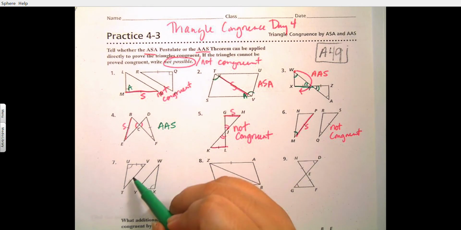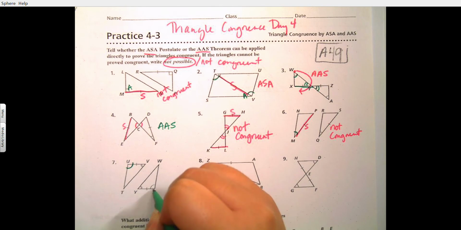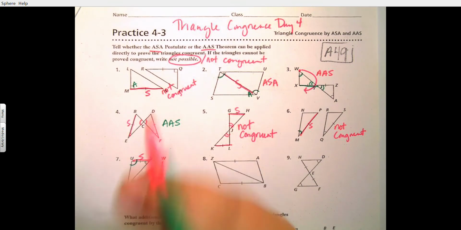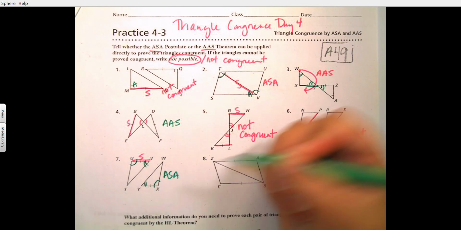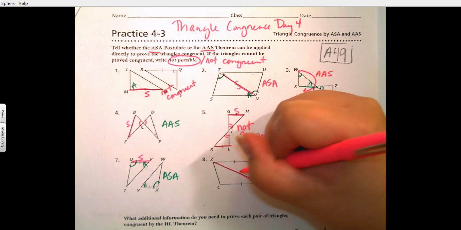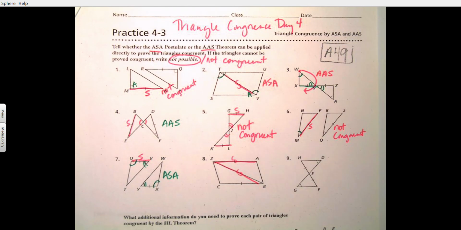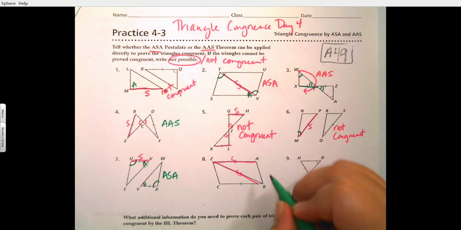Okay, here is angle, side, angle. So angle, side, angle. Secretly, they share an interior side. And I see here that I don't have an angle marking anywhere, so this is not congruent.